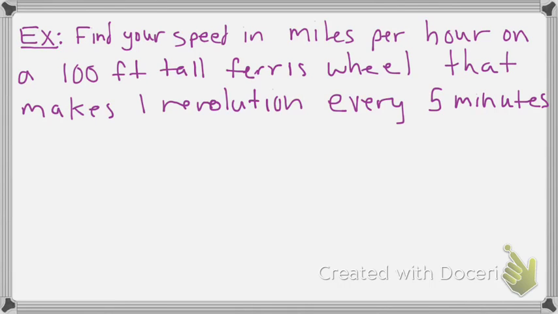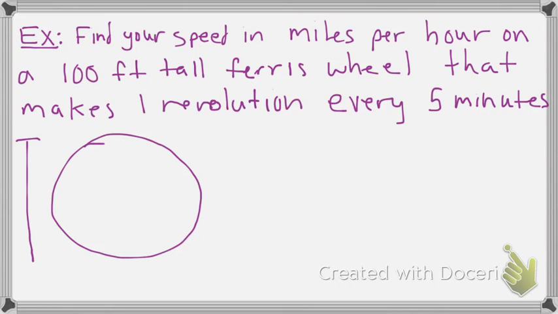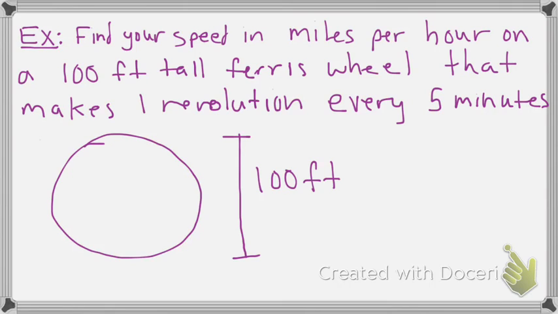So here's maybe my Ferris wheel. Actually, let's draw that on the other side. Okay, since the Ferris wheel is 100 feet tall, that's going to tell me that the radius of the Ferris wheel is 50 feet. Okay, and we're going to have to use that radius eventually.